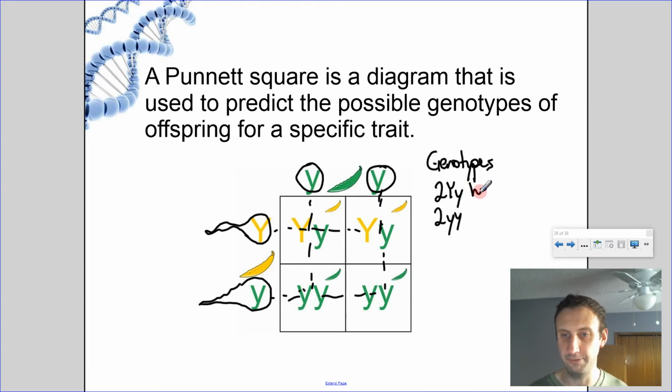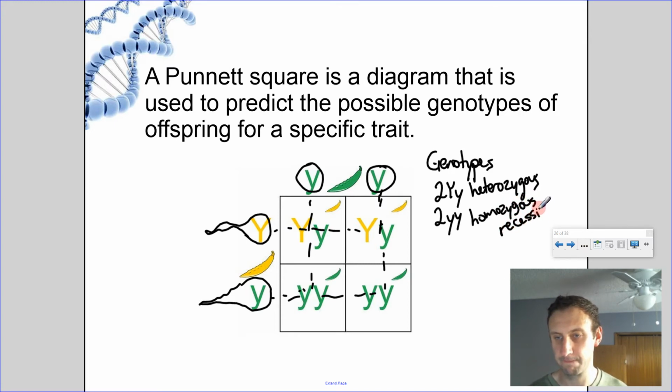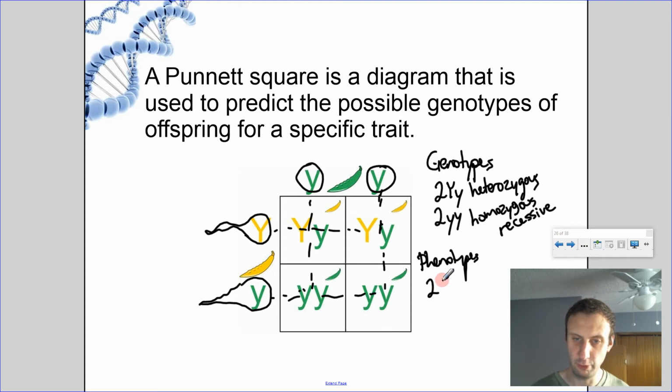In other words, I have 2 heterozygous, and I have 2 homozygous recessive. For phenotypes, I have 2 yellow and 2 green.